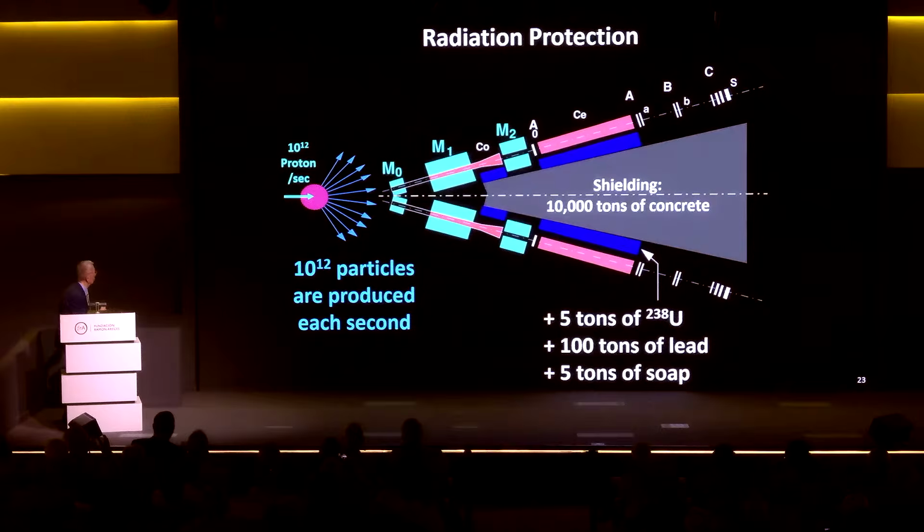With 10 to the 12 particles produced, you need to protect yourself, protect the instrument. So we have 10,000 tons of concrete, 5 tons of uranium, 100 tons of lead, and 5 tons of soap. Soap is to stop slow neutrons.